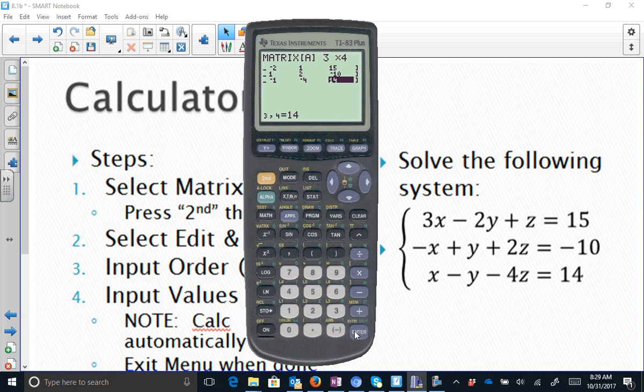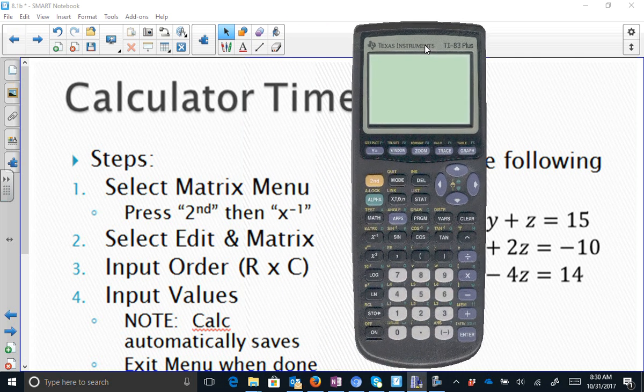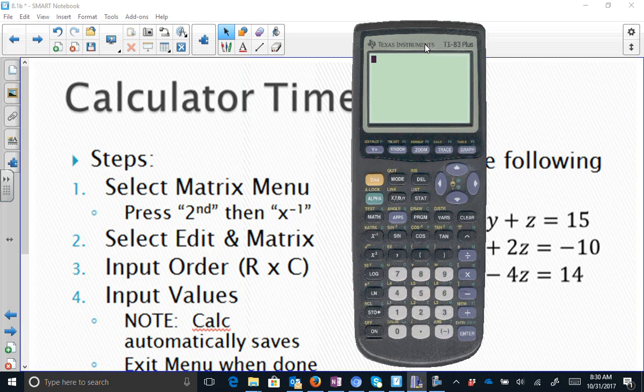Once you have your matrix entered, you need to hit second quit to go back to your calculating menu. Right? Where you can type in 3 plus 4 and it'll tell you that it's 7. That's where you need to be. Alright. So back to here. So we have exited the menu.